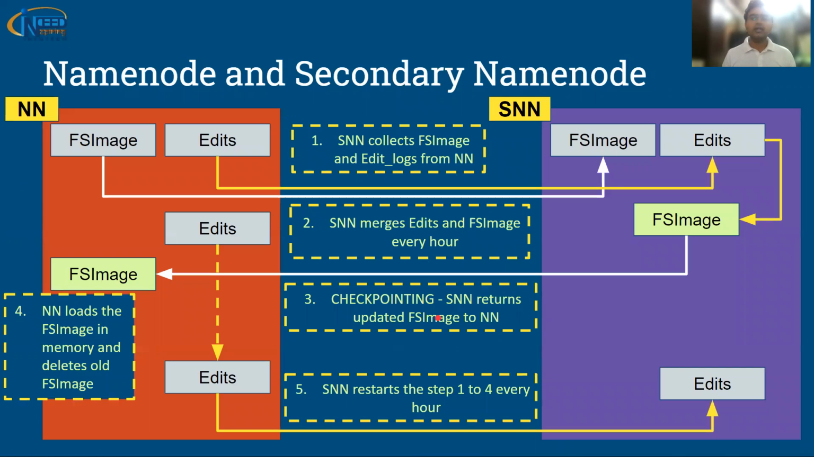Now moving further, we have a concept of name node and secondary name node. Here you can see that this first box is representing name node, second box is representing the secondary name node. Secondary name node is a helper to the name node. Secondary name node is not a backup to the name node. This is a very important point.